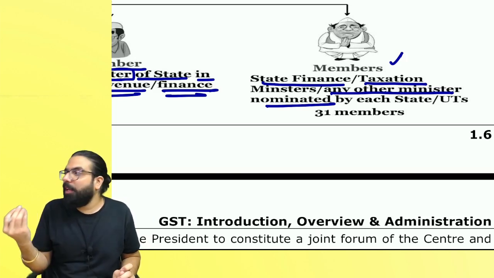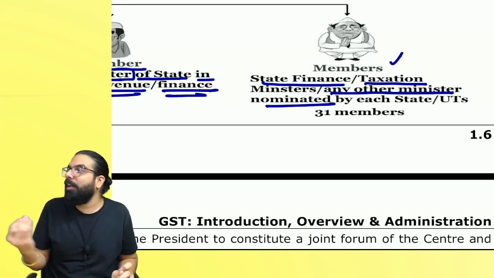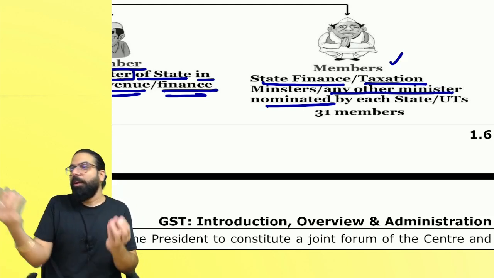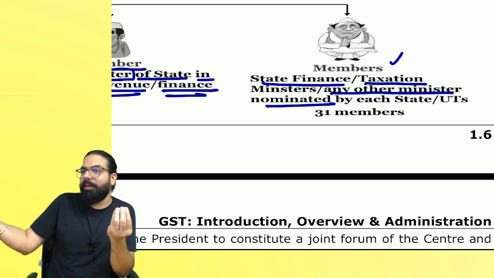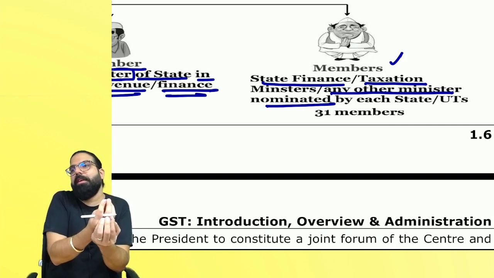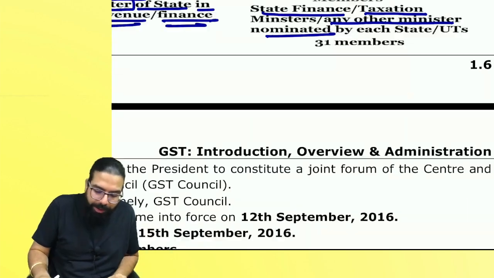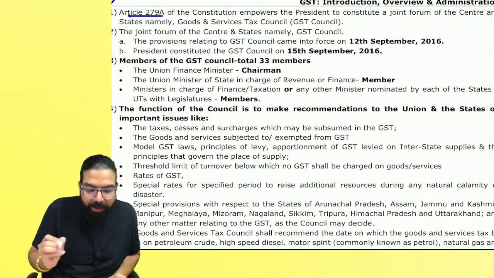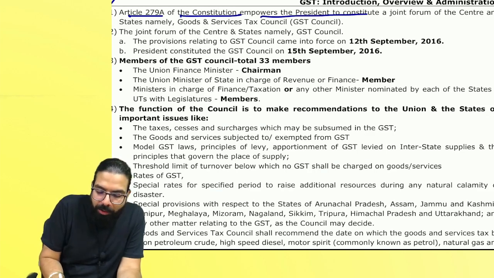Any problems, or any changes they want in GST, they will come and propose to the GST Council. Traders, suppliers, etc., will write to this person, and this person will take the problem to the GST Council. Are we clear, everyone?